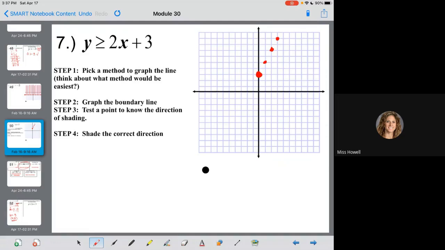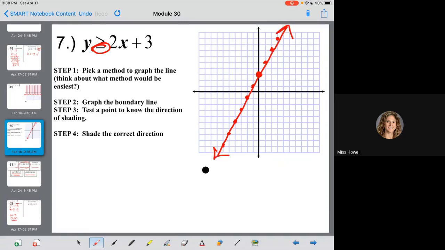Or drop 2, left 1, drop 2, left 1, and so on. And then since it's equal to, that means our line we're about to draw is part of our solution. So it's got to be filled in, our solid. So we're going to connect here with a solid boundary line.